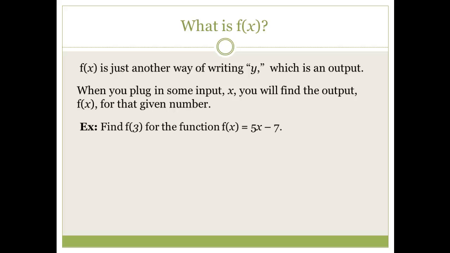For example, find f of 3 for the function f of x equals 5x minus 7. First, you plug in your x, which is now 3. Then, you use your order of operations to solve. 3 times 5 is 15. Then 15 minus 7 is 8. Therefore, f of 3 is 8.